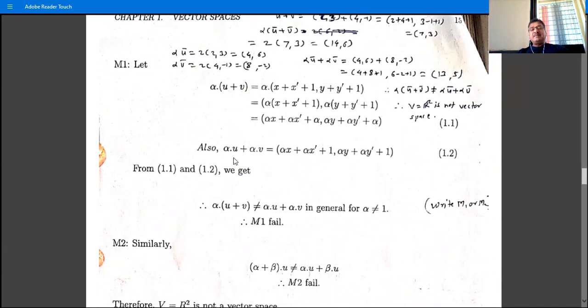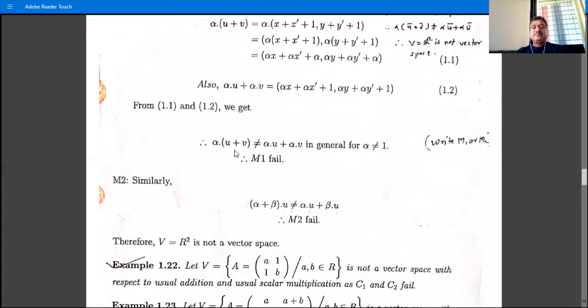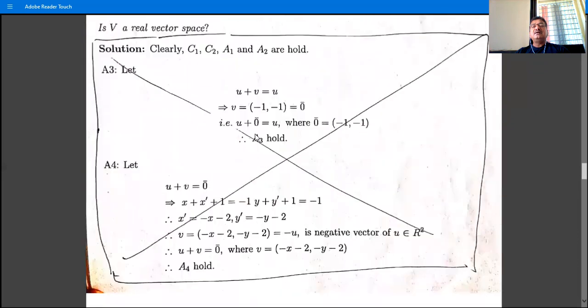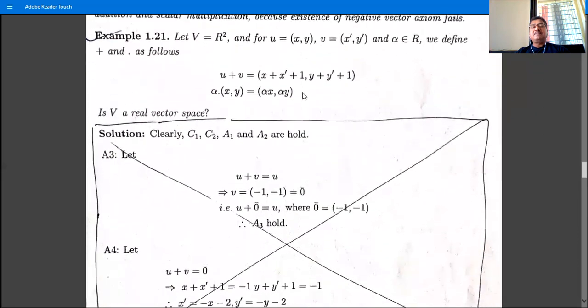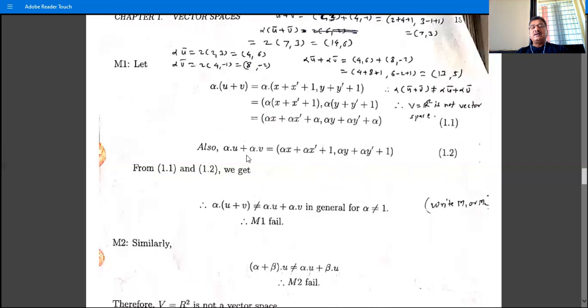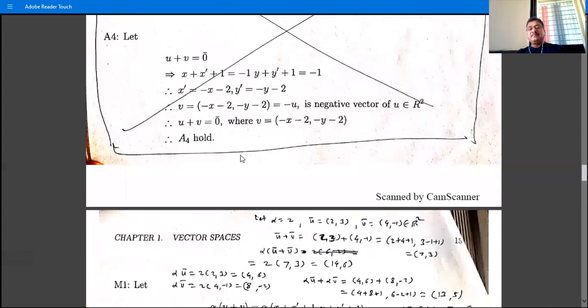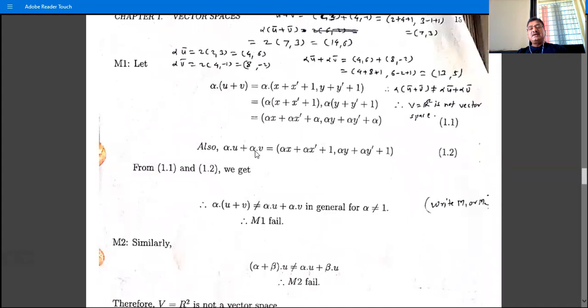And now what is the RHS? Alpha u plus alpha v. So alpha u is (alpha x, alpha y), and alpha v is (alpha x', alpha y'). And what is their addition? (Alpha x plus alpha x' plus 1, alpha y plus alpha y' plus 1). So we write alpha u plus alpha v: alpha u is (alpha x, alpha y), alpha v is (alpha x', alpha y'), and their addition is this, by using this definition.